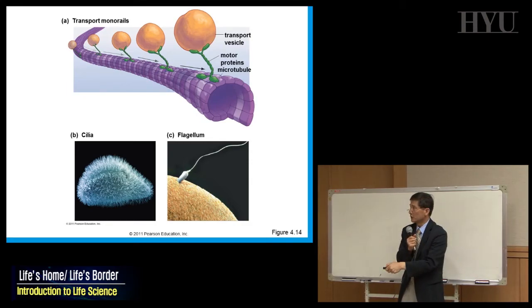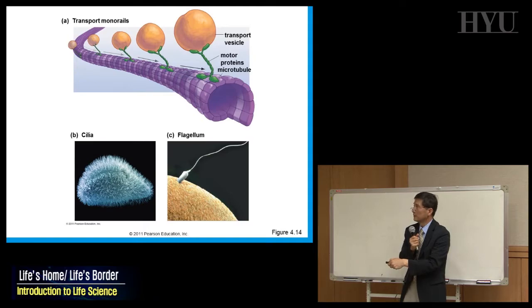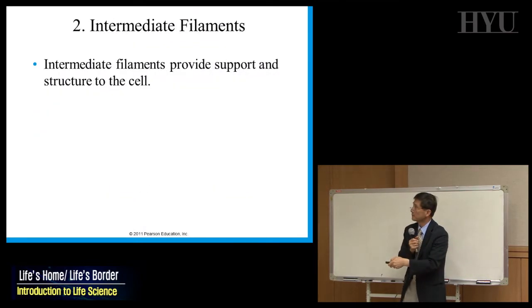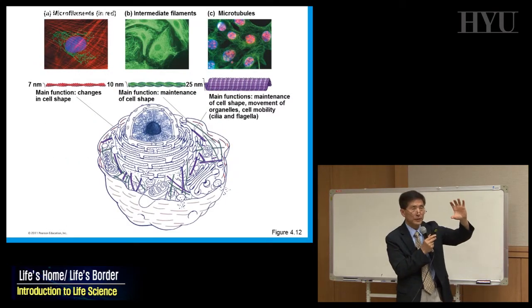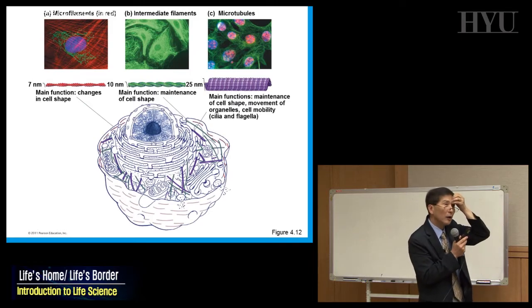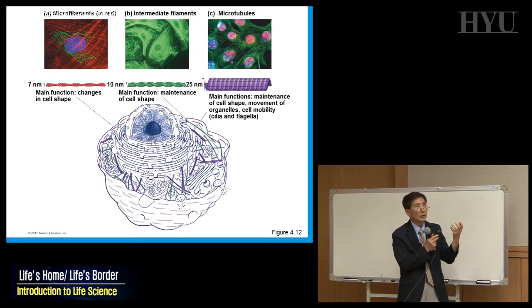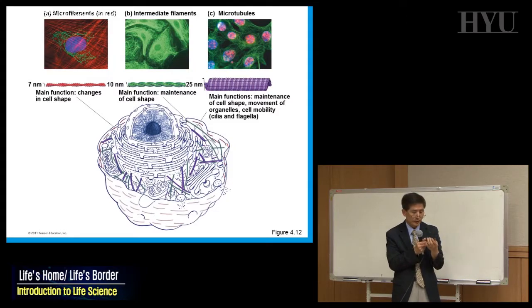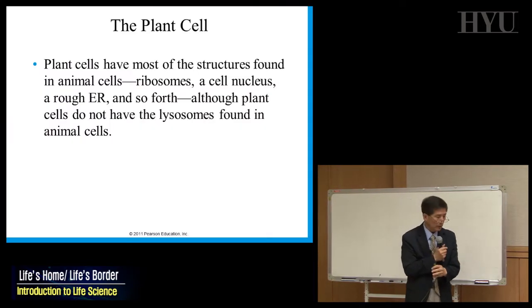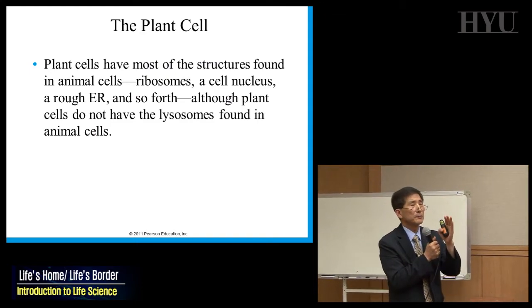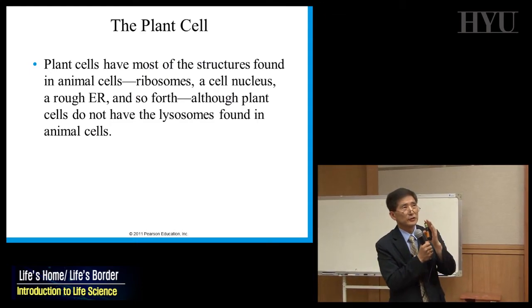So cilia, flagellum, and this transport are made up of what? Microtubule, the thickest rope inside the cell. All together, what do we call it? Cytoskeleton. Okay, almost there. The last part of the chapter is comparing plant cell versus animal cell.